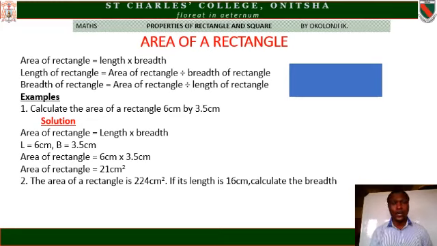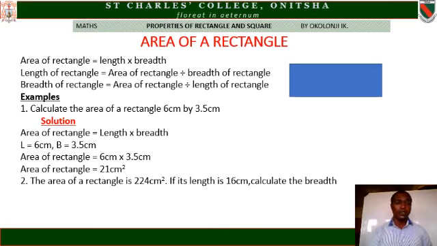You might also be asked to find the breadth of a rectangle. The formula for finding the breadth of a rectangle is equal to area of rectangle divided by length of rectangle. These are the formulas for finding area of a rectangle, length of a rectangle, breadth of a rectangle. Now let's go into the calculation proper.